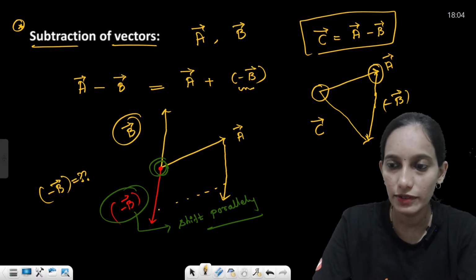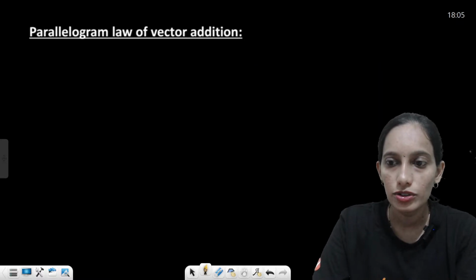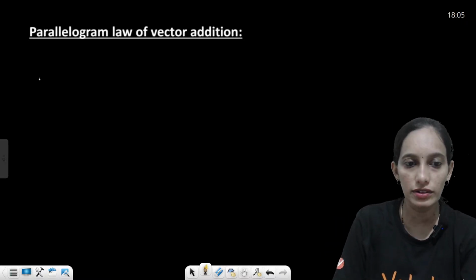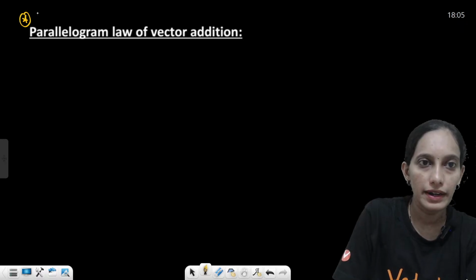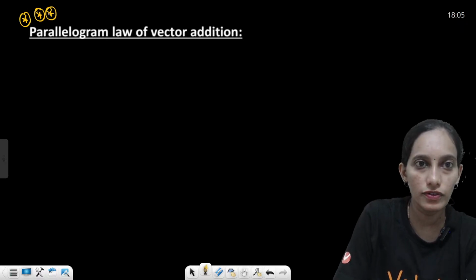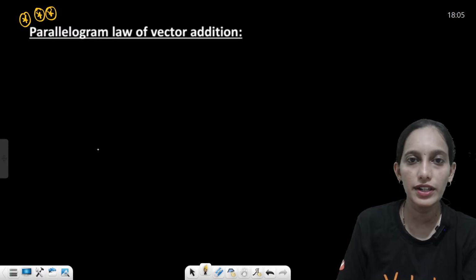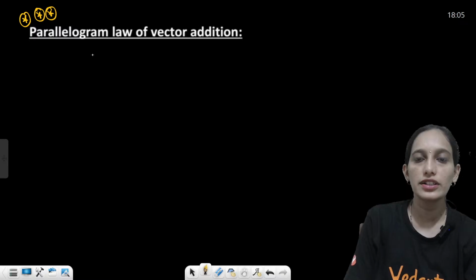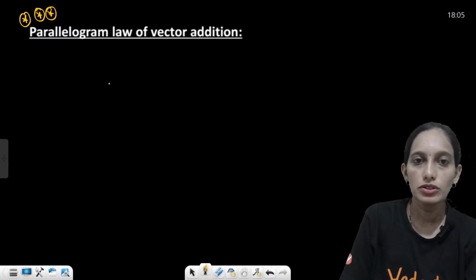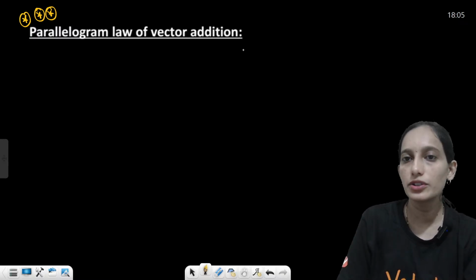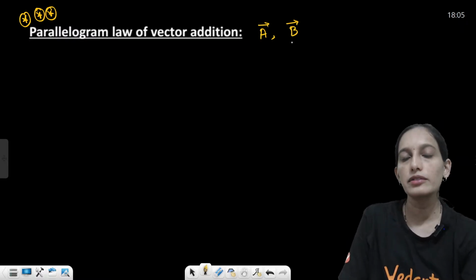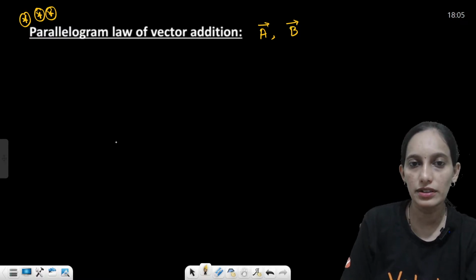Yeah, so I think we can go ahead to the next important concept, that is parallelogram law of vector addition. So which one? Parallelogram law of vector addition, very very important. So here what we do is, in the parallelogram law of vector addition, again we will consider two vectors and we are trying to find out the resultant of these two vectors, okay? So we have two vectors a and b, let me just represent it.